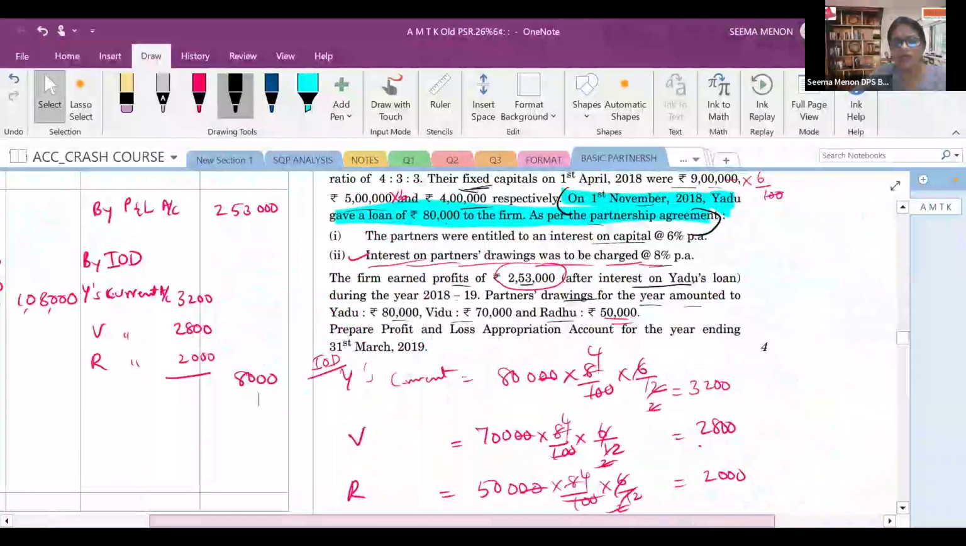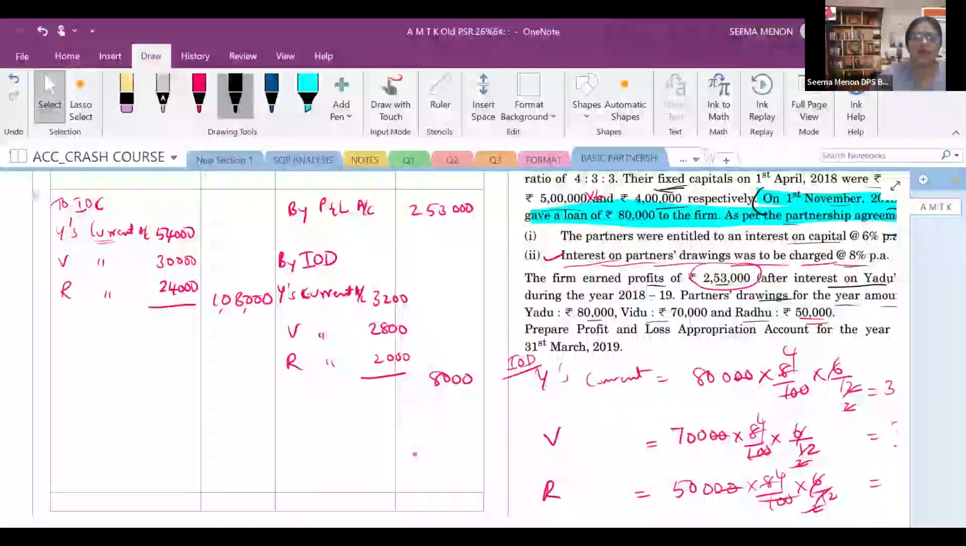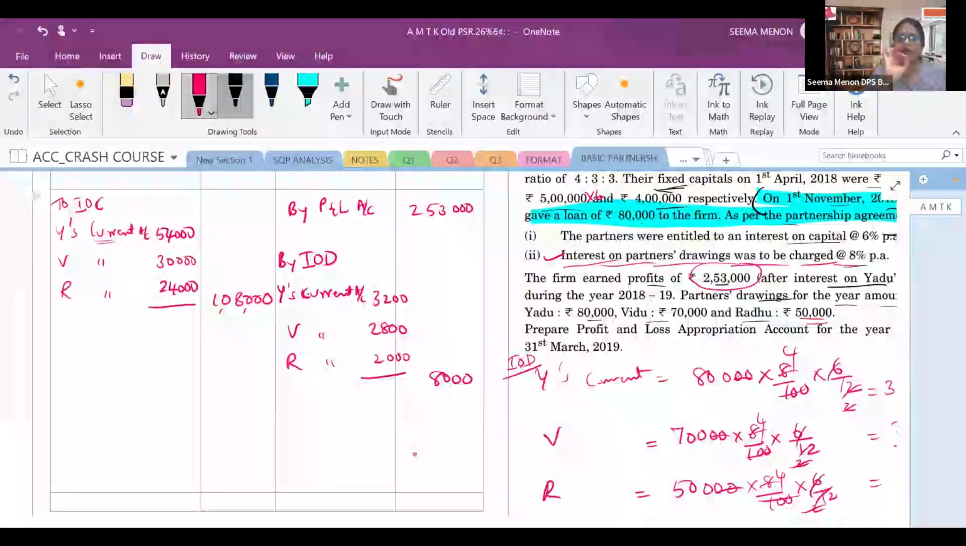Here the students normally miss their marks. Where will their marks be deducted? They won't write current account. If you won't write current account, you will not get a single mark, because current account and capital account are totally different accounts. Now no other items are to be shown. So directly we can total it: 2,53,000 plus 8,000, 2,61,000.